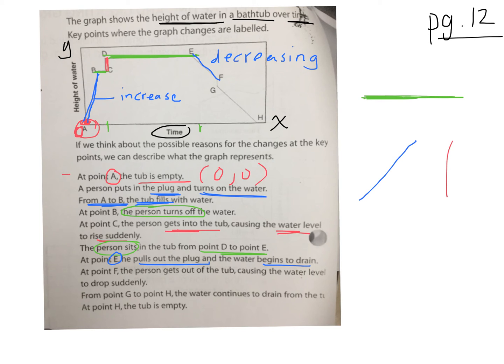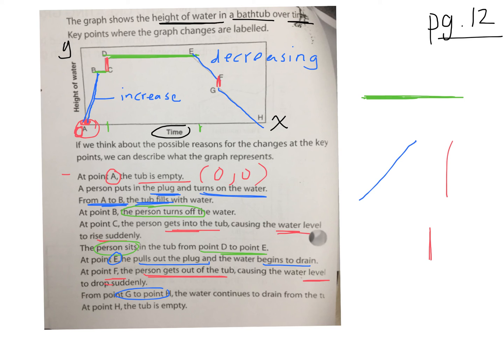Then what happens at point F? Again, this is a line that's going down suddenly. So what do you think's happening here? If the water is going down rapidly. Yep. Good. He gets out of the tub, causing the water level to drop suddenly. And again, this line is steeper because it's happening suddenly. It's happening quicker. Okay, and then finally, the last segment here, GH.